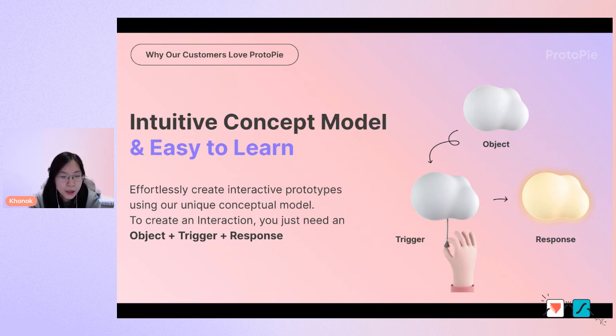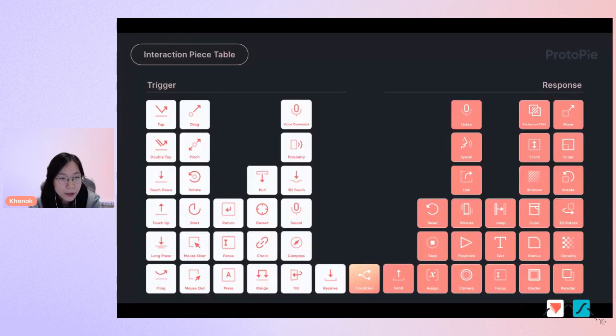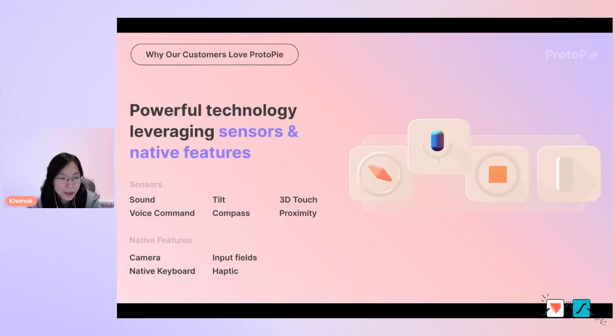So basically, object, trigger, and response is the conceptual model of ProtoPie. So we can try to think this way for any interaction that we're going to animate. And you can easily realize every single interaction can be broken down into this model. So after understanding all this, there is nothing more you need to worry about. This is because in ProtoPie, we provide you with every single trigger and response you will need to use when you animate your designs. And also, the capability of ProtoPie is beyond the limit. It helps users to enable the native sensors of your smart devices such as sound, voice command, camera, native keyboard. You just name it, we have it in ProtoPie.